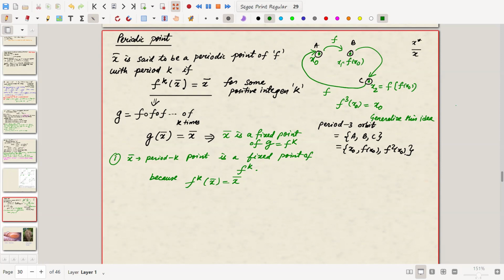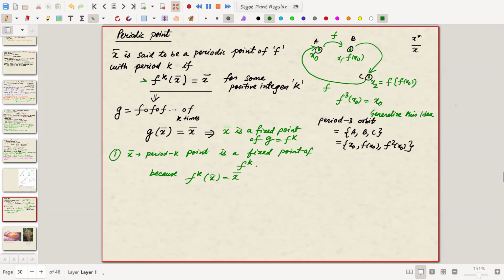Okay, so what I am saying is, f^k of x bar equal to x bar is the definition of a periodic point. Now, f^k means f composed with itself k times. That is again another function g. So g of x bar equals x bar. Have you seen this quantity before? This is a fixed point. This says x bar is a fixed point of function g.